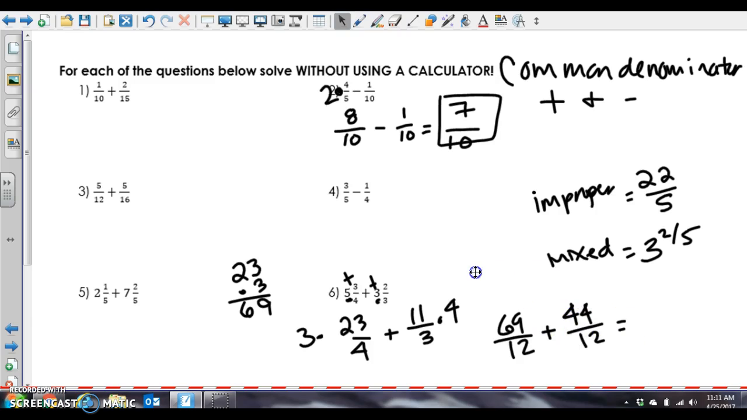Then you have to add these numbers together. And you're like, oh my gosh, how do I do this without a calculator? Well, you're going to write 69 plus 44. Write them on top of each other.